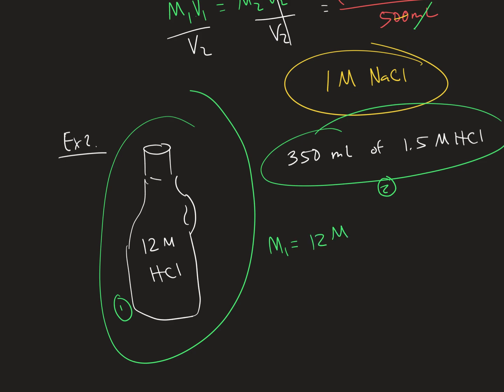Okay. So what's my M1? 12 molar. And I don't know how much of it that I need. You with me? And my M2 is what I'm trying to get, 1.5 molar. You with me? And I know I need a volume of 350 milliliters. You following me so far?